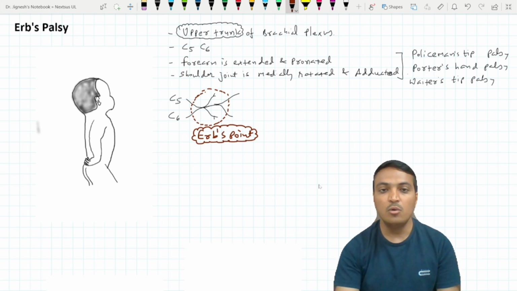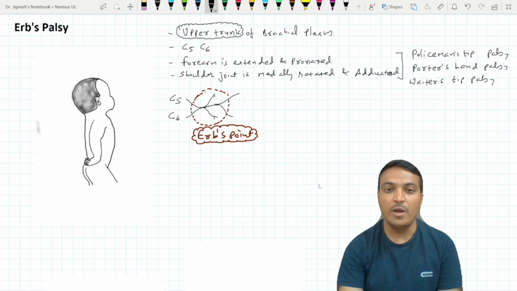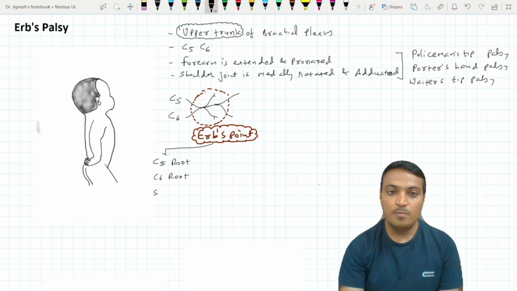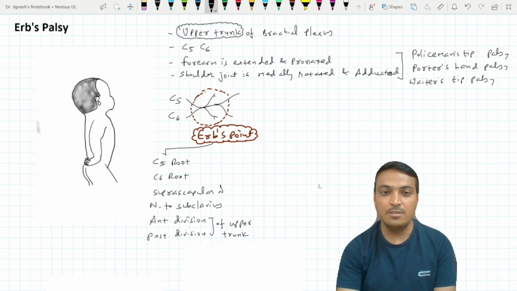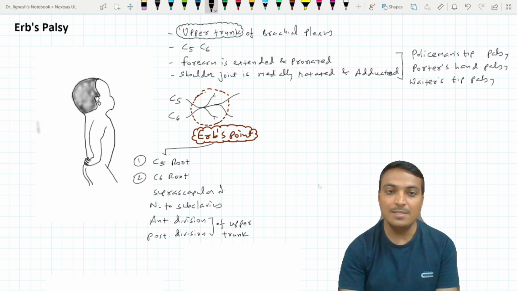So the six nerves going to be involved in the Erb's point are the C5 root, C6 root, suprascapular nerve, nerve to subclavius, anterior division and posterior division of the upper trunk. So these are the six branches involved in the Erb's palsy.